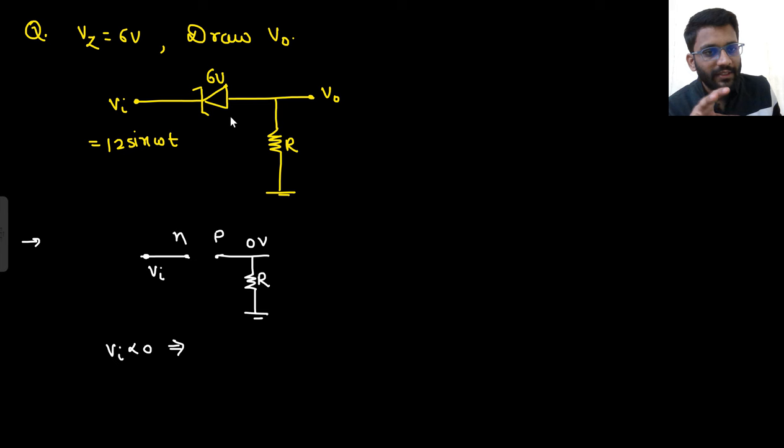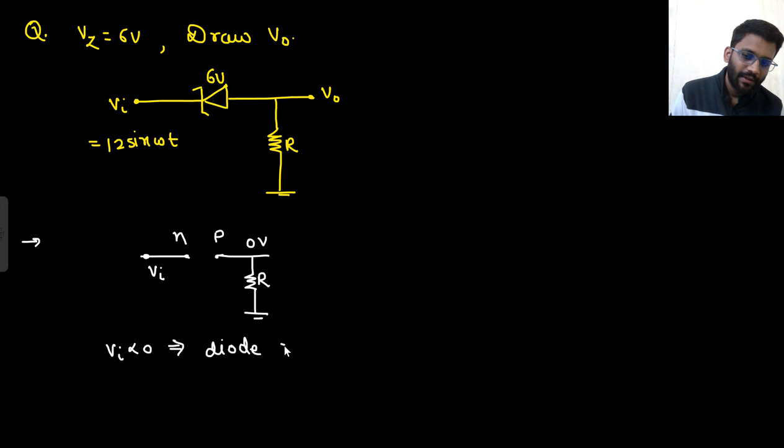Now, since there is no V gamma value mentioned and no RZ value mentioned, it will simply be short circuited. Right? So when Vin is less than 0, the diode is on, it will be short circuited. So what will be the V0 value? V0 will simply be equal to Vin, right?